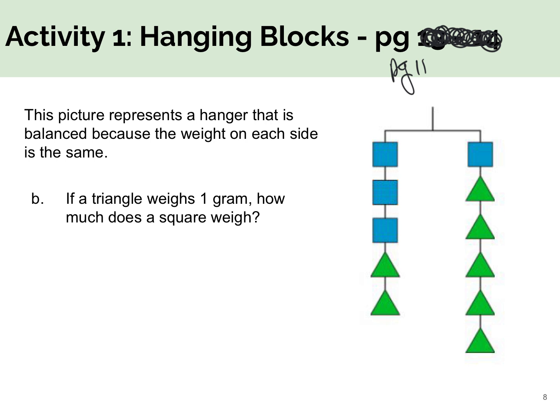All right, so using the same picture on page 11, we're going to go ahead and answer the question. This picture represents a hanger that is balanced. It's already balanced because the weight on each side is the same. So if a triangle weighs 1 gram, how much does a square weigh? So I'm going to go ahead and pause this, answer that question, and then come back to me.